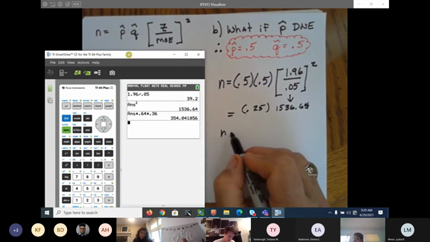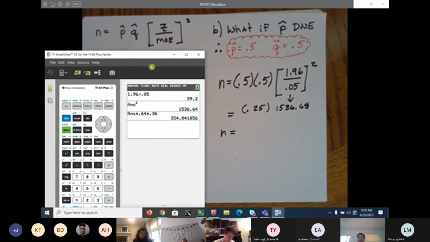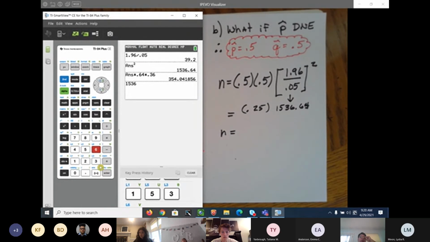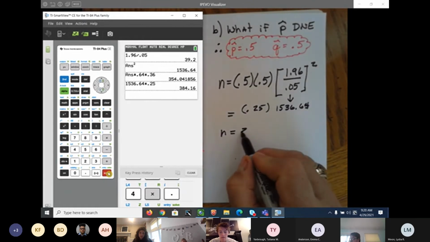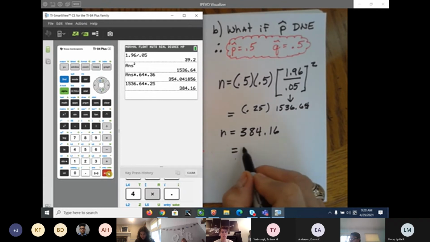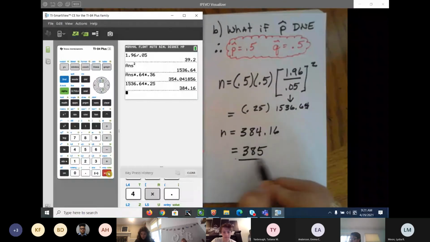So N is equal to 1536.64 times 0.25, which is 384.16, which is 385.